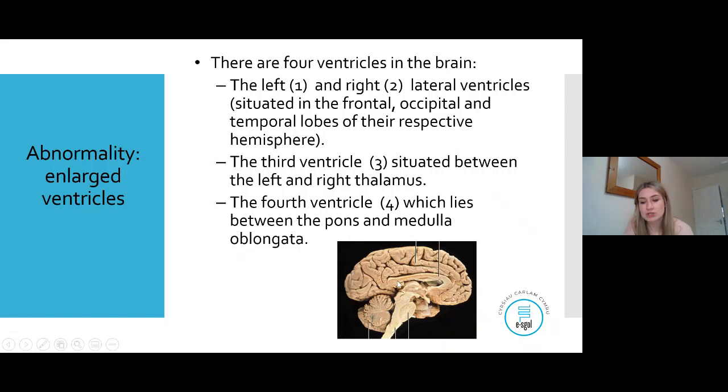Okay. So you've got 1 and 2 lateral ventricles. You've got the 3rd ventricle here, and then you have got your fourth ventricle right there. They are spaces in the brain that create and store cerebral spinal fluid. And in people with schizophrenia, they are normally much larger.